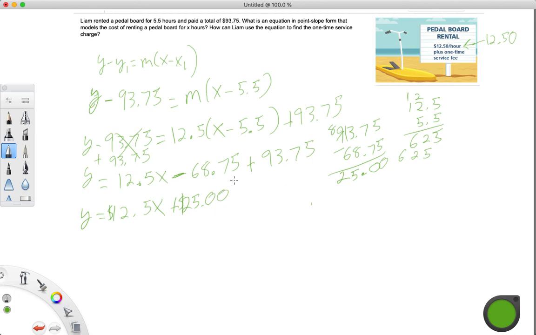Slope intercept form, much easier to figure things out, right? The one-time service fee, $25. Okay, hopefully that helps or is useful and you can see the steps. Hopefully you tried this before watching the video and you got the same answer. All right, that'll do.